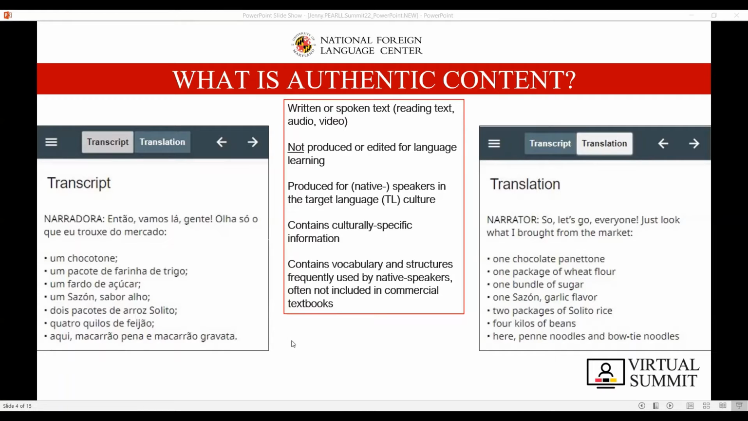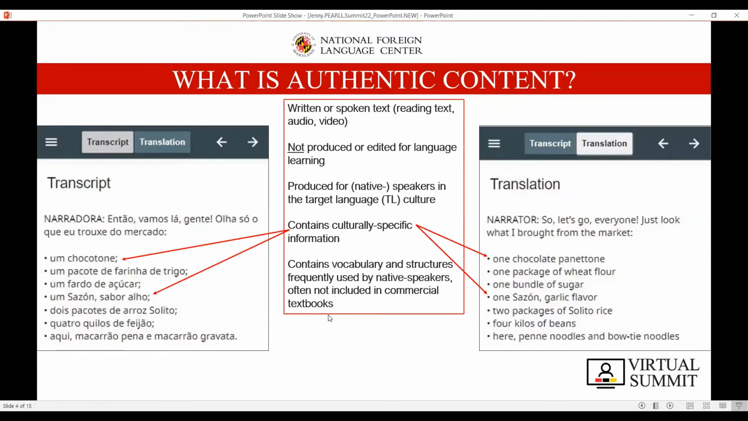In our case, the word chocotone. Chocotone is chocolate panettone cake that is typically enjoyed during Christmas time in Brazil. Or the word sazon. Sazon is a seasoning brand, the name of the brand that is sold in Brazil as well.